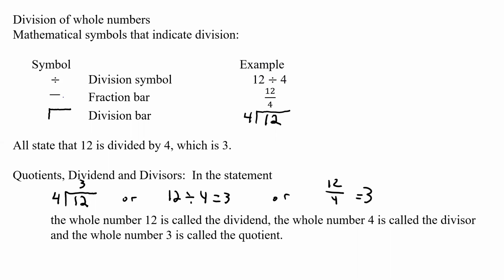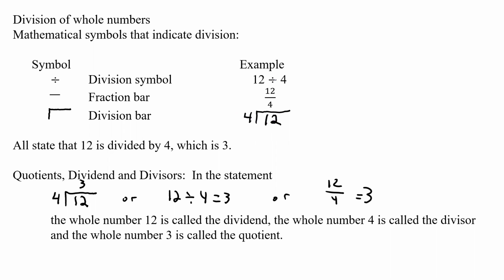Then we have a thing called a fraction bar. And what that means is it's going to be this bar here between 12 and 4. Okay, so it's the same meaning, but it's written in a different fashion. And then we have our division bar, and that's going to be 4 into 12. So it's saying 12 divided by 4. So that's what we divide by. This is what we're dividing into.